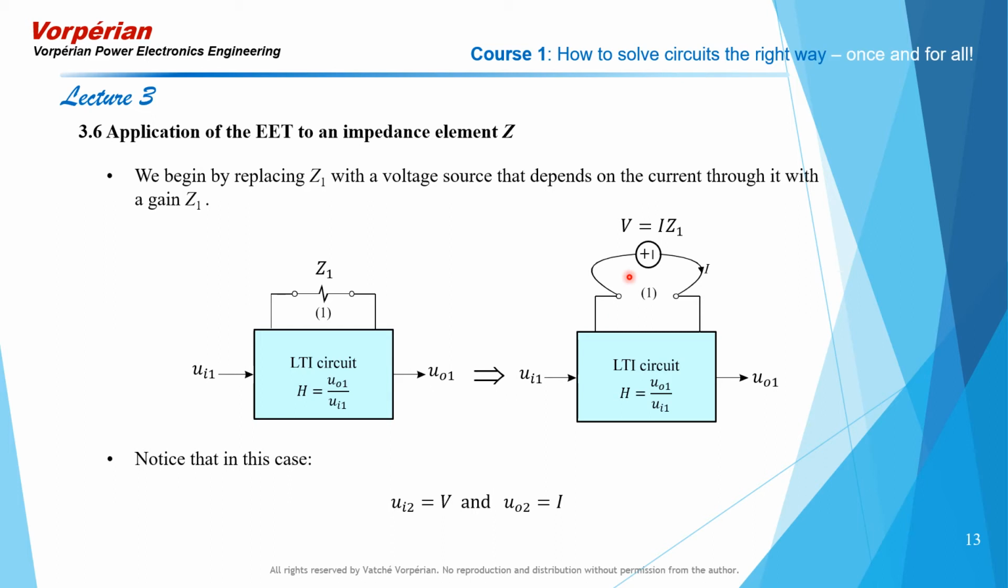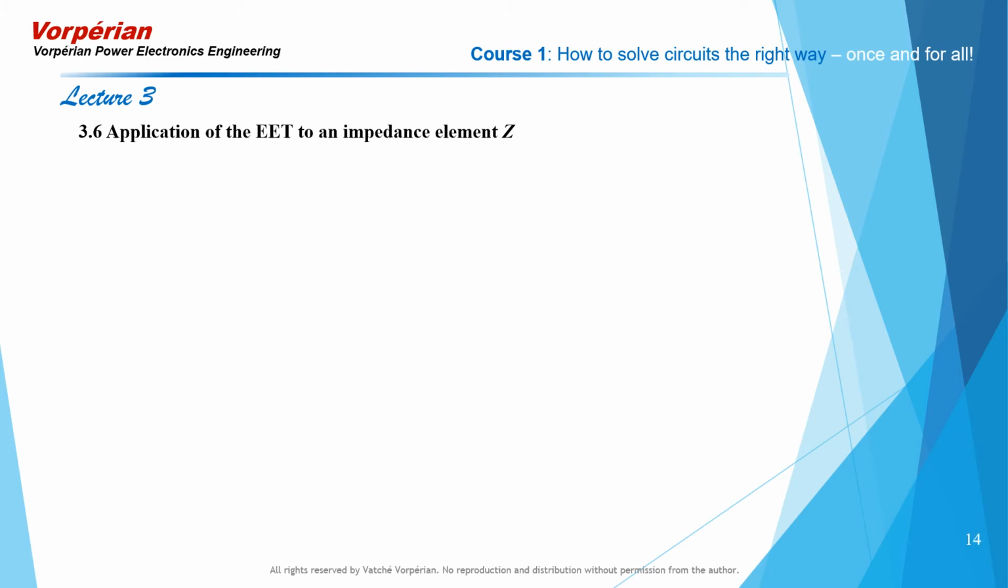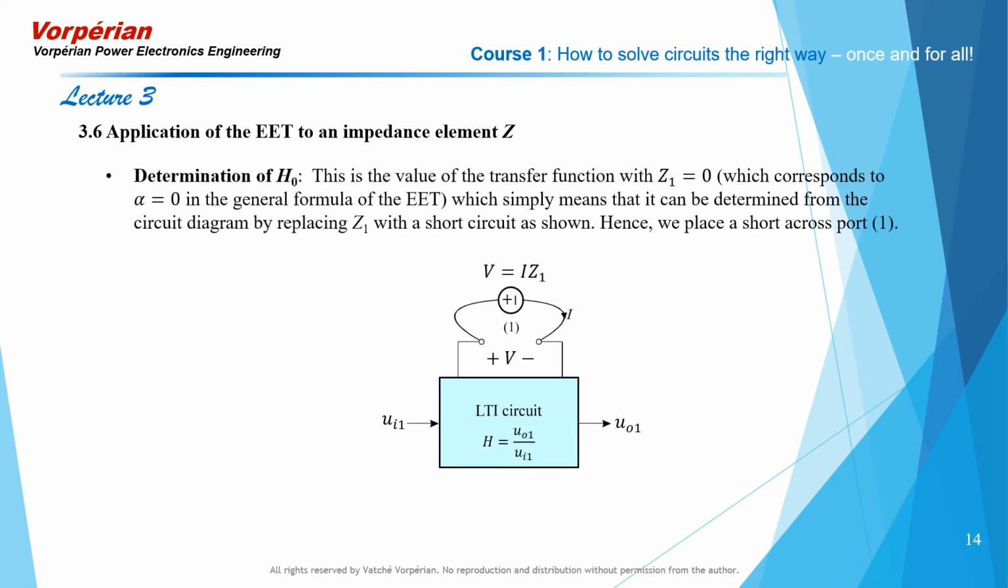In relation to the general form of the extra element theorem that we talked about earlier, input 2 that we had there is V, and output 2 is I, and we made input 2 dependent on output 2 with a gain alpha, and alpha now is just Z1. And that's how we made this dependent source represent this impedance element Z1. Let us now determine the three components of the extra element theorem.